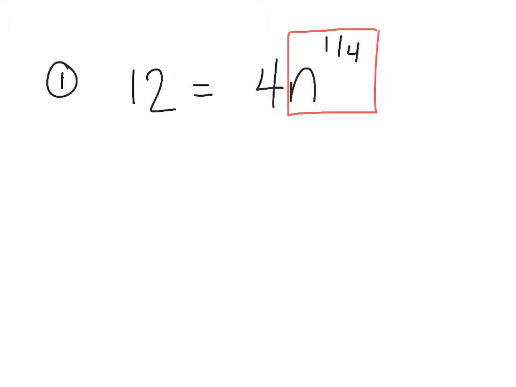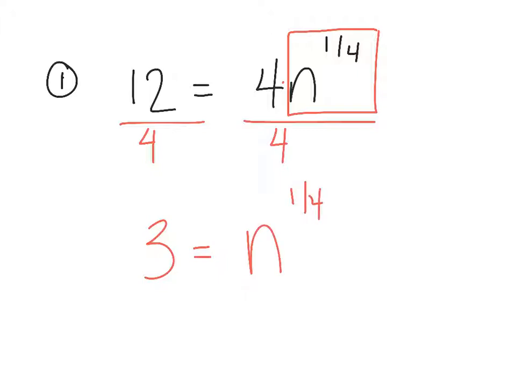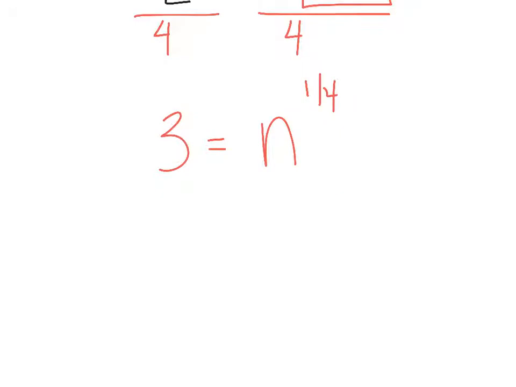So step 1 was to isolate the term with the exponent or the root. So first, it says 4 times n. I'm going to get the n to the 1/4 by itself by dividing both sides by 4. So now I have 3 equals n to the 1/4. So here's what you can do for yourself. Remind yourself of those rules. The 1/4 is really the 4th root of n to the 1st power.